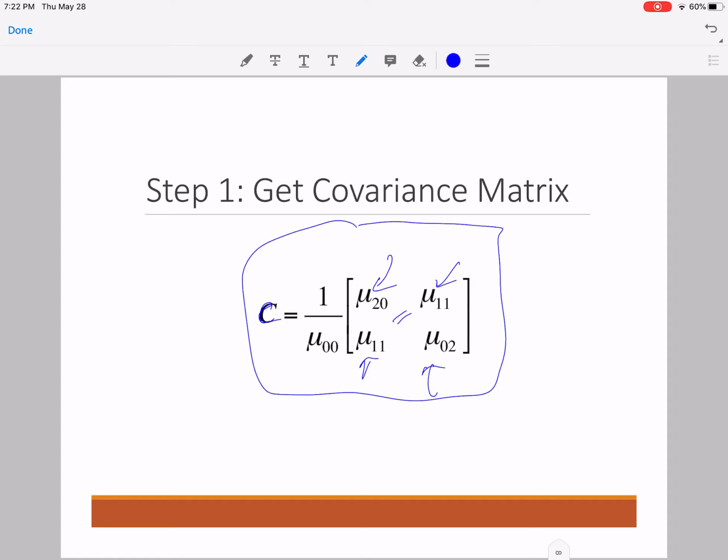Now what the principal component analysis does is obtain the eigenvalues and eigenvectors for this particular matrix C. The eigenvalues and eigenvectors are obtained by solving the equation determinant of C minus lambda I is equal to 0, where I is your identity matrix 1, 0 and 0, 1.